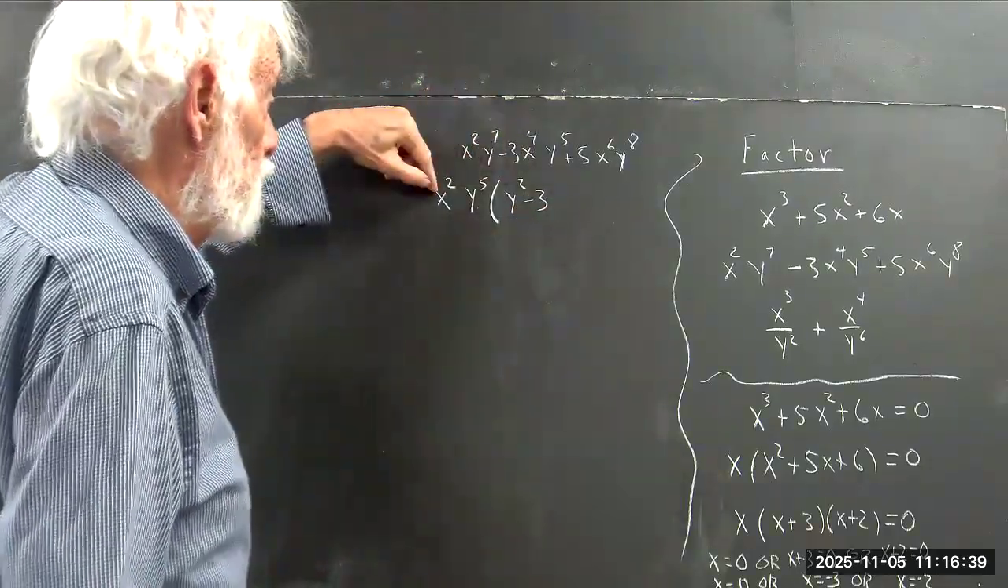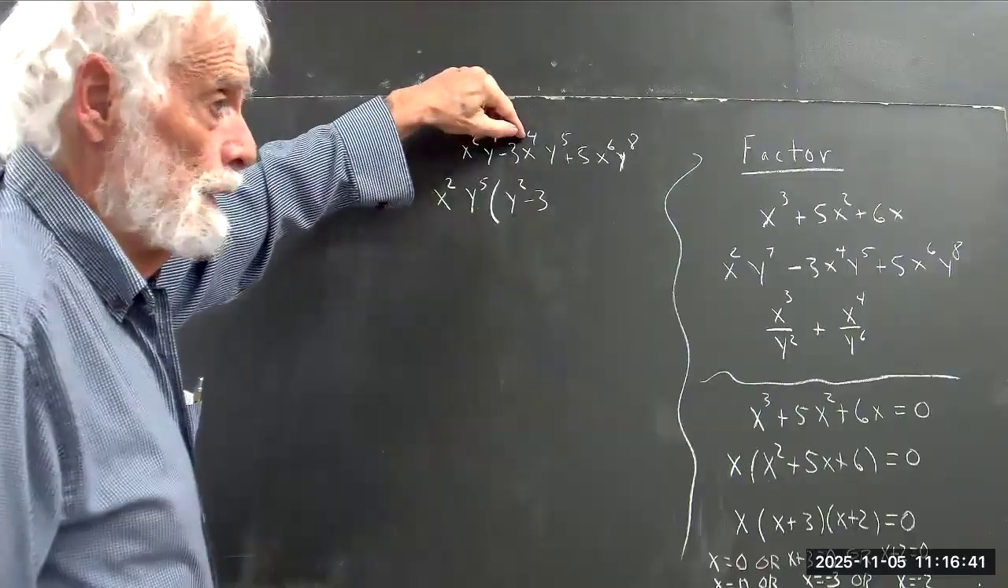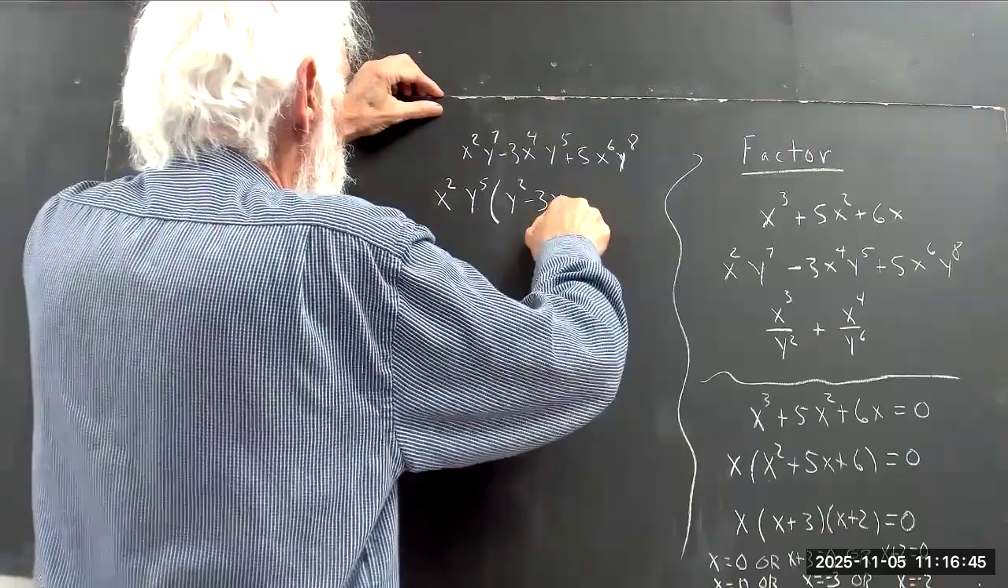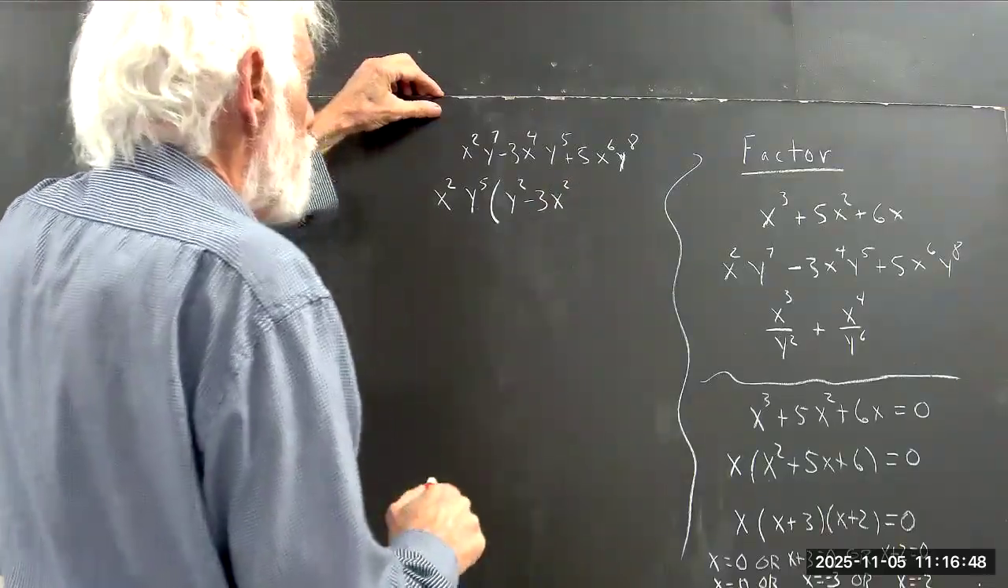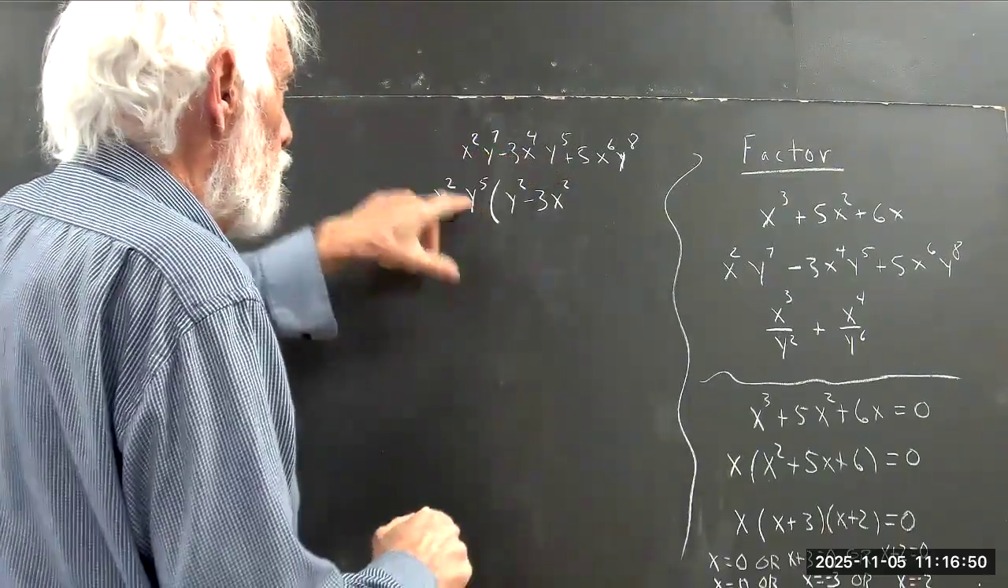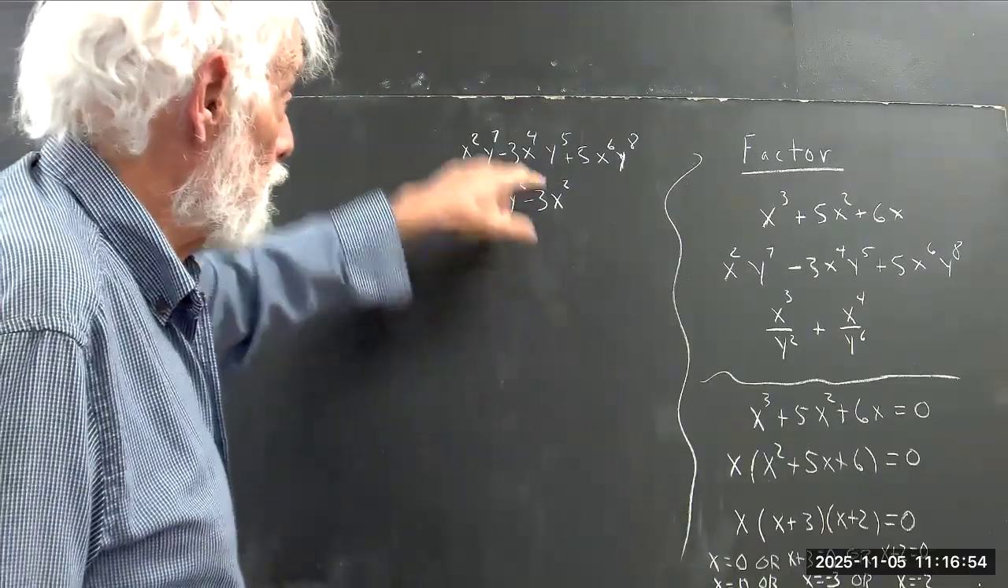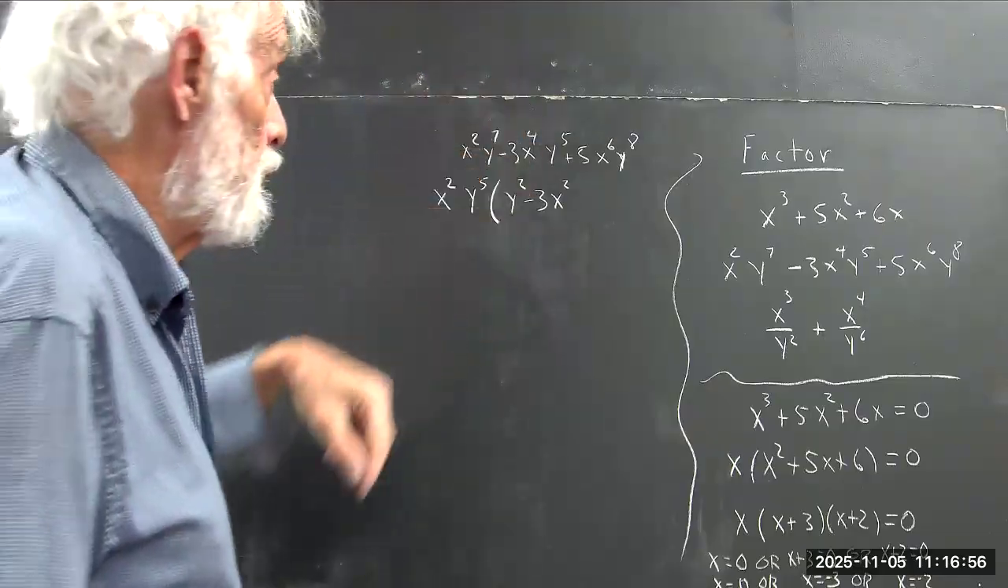And we're going to need an x squared, because we got x squared. We need x to the fourth. We need 2 more powers of x. And we've already got y to the fifth, so we're not going to need any y's here. If we multiply this by this, we're going to get this.